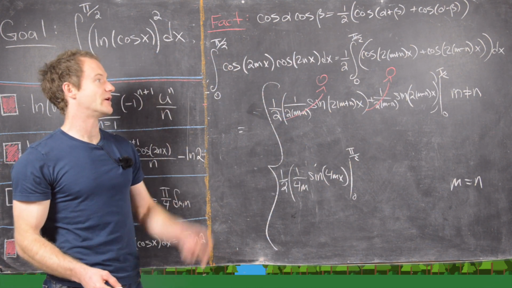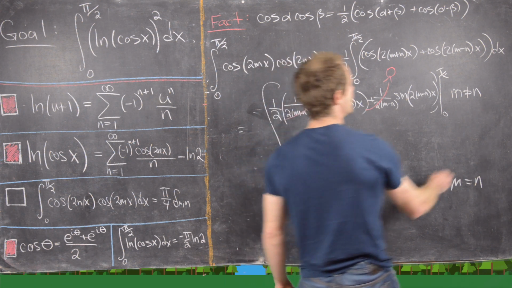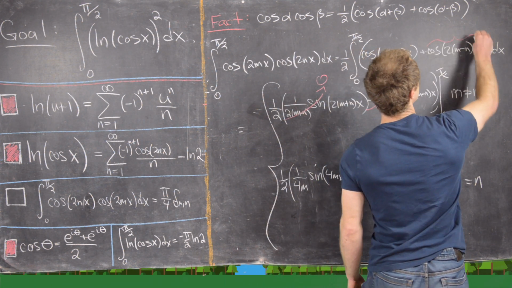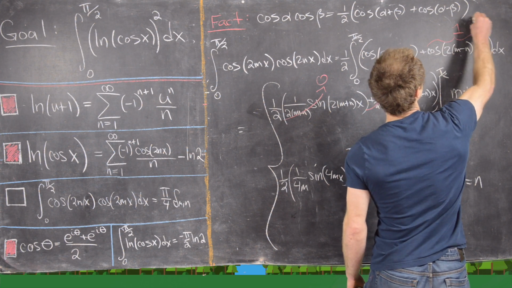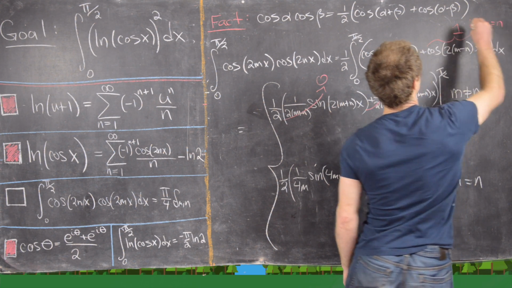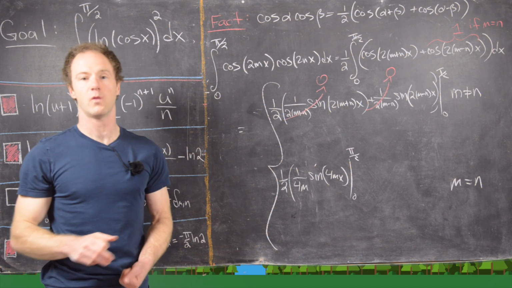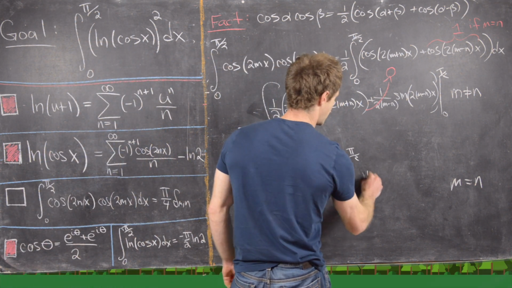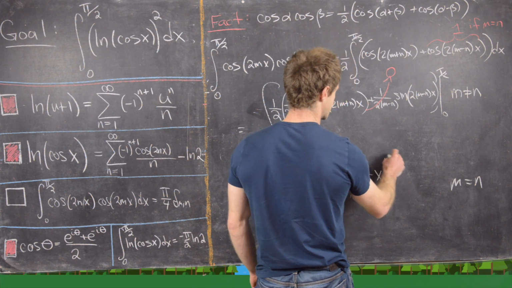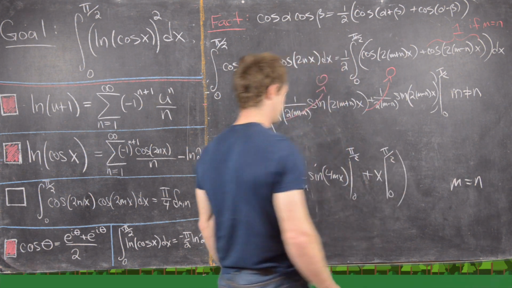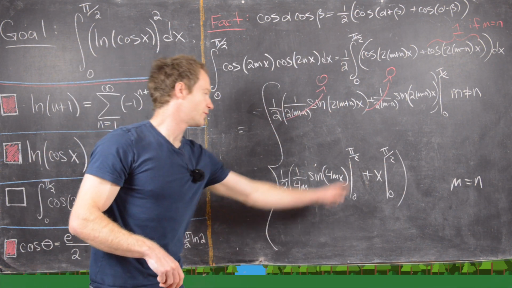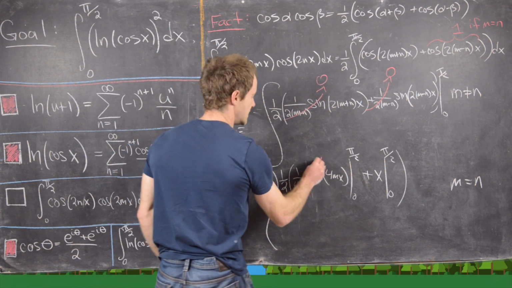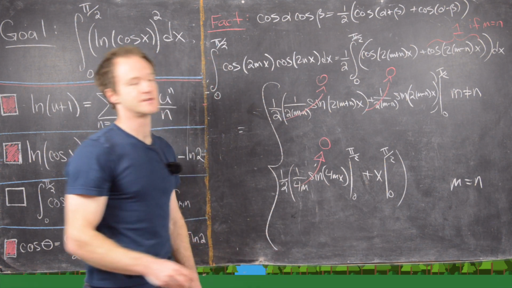Good. But now if m equals n, then here we have cosine of 0, which is 1. Now let's just put that here if m equals n. So if we take the antiderivative of 1, that obviously just gives us x. So this is plus x evaluated from 0 to pi over 2. So let's see what we have. If we plug in pi over 2 here, we get 0. Plug in 0 here, we get 0. So this whole thing zeroes out.